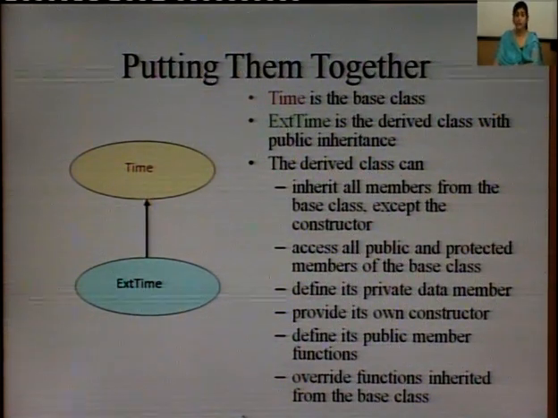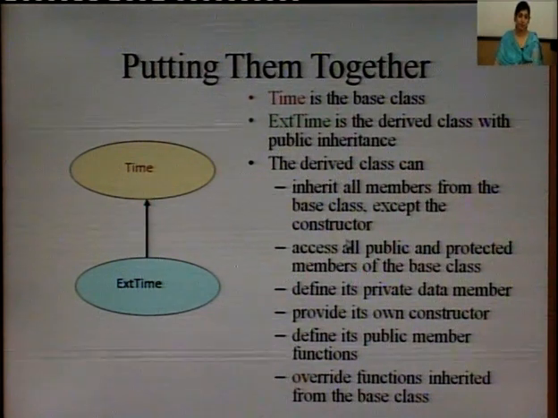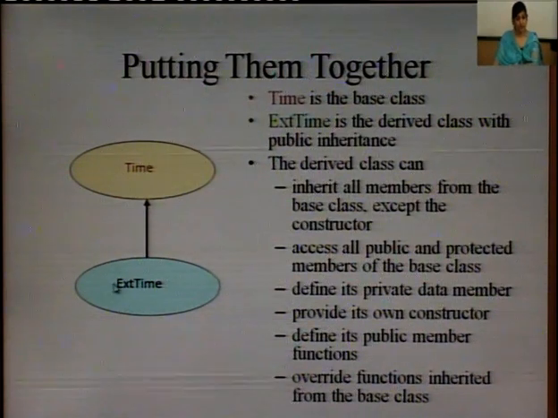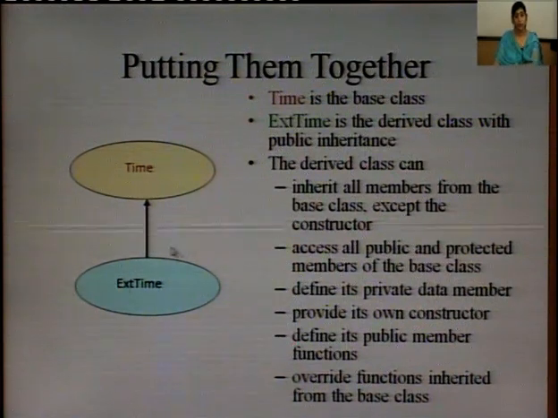I repeat what it can do. It inherits all the members from the base class except the constructors. Access all public and protected members of the base class. Define its own private data members. Provide its own constructors. Define its public member functions. Override functions inherited from the base class. Clear what a derived class can do?